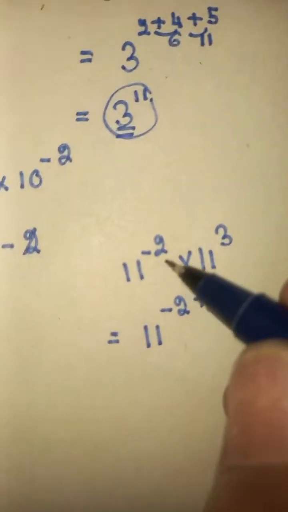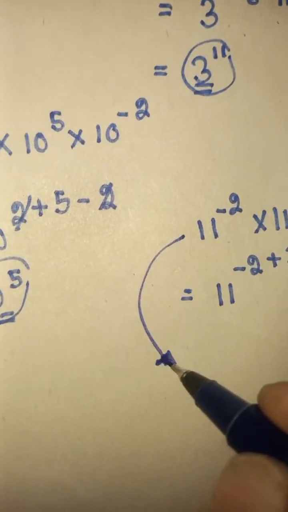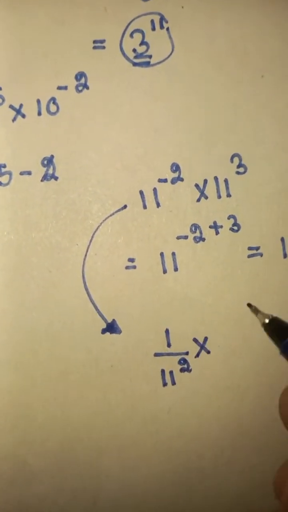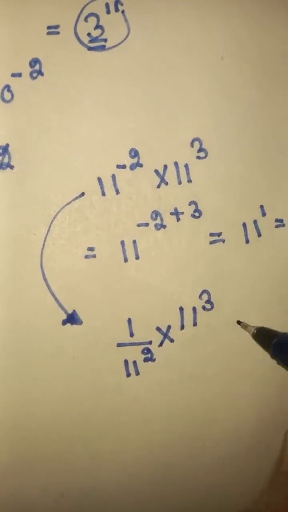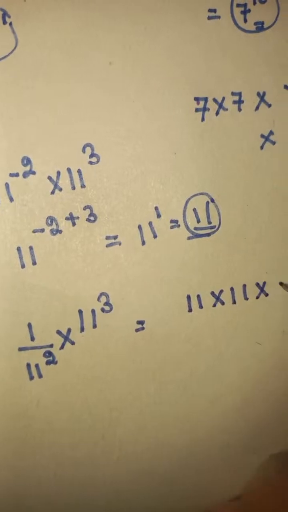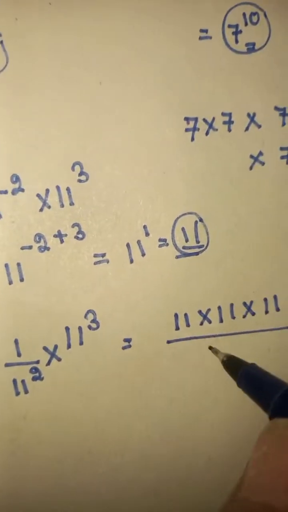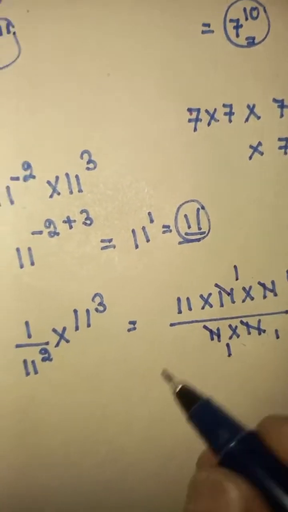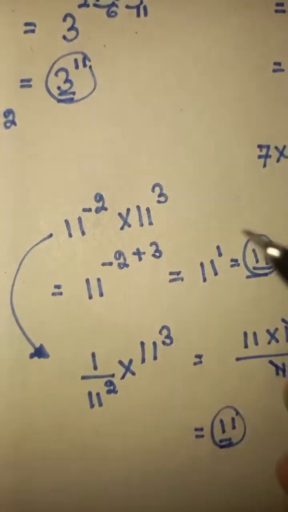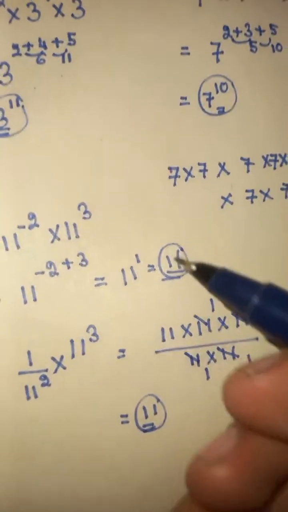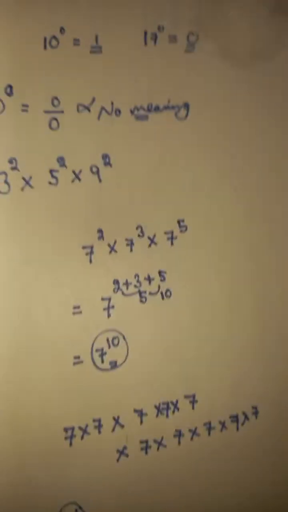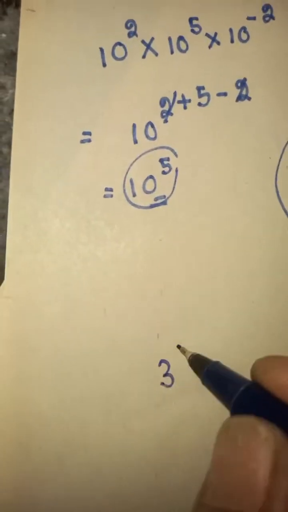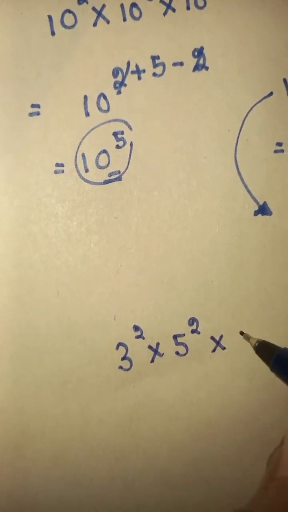How it actually works, I will tell in actual value. 11 power of minus 2 times 11 cube means 1 by 11 square times 11 cube. Now 11 cube means 11 times 11 times 11, and 11 square means 11 times 11. 11 cancels, 11 cancels, and at last 11 remains. So this calculation becomes a proper calculation. Now I am going to tell how to multiply when all the powers are the same. Here they are giving us 3 square times 5 square times 9 square.